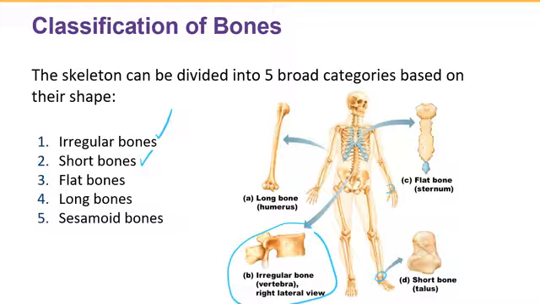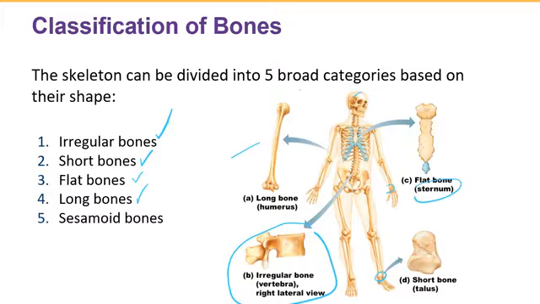And then we have flat bones, which are thin and also mostly curved and flat. Like the bones we have in our skull, the bones we have in our sternum, ribs, these are flat bones. What about the long bones?